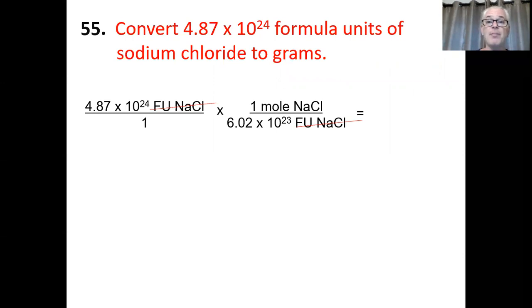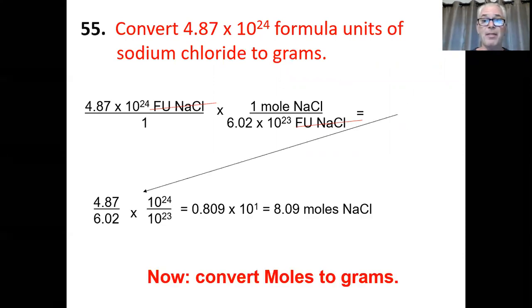Now, to do this math problem, we're going to combine this math, and we're going to get 4.87 divided by 6.02. That's the coefficients, and then we're going to have the exponents, numerator, denominator, divide. So this works out to 0.809 times 10 to the first. 10 to the first is another way to say 10. Let's get rid of this exponent. 0.809 times 10 is 8.09 moles.